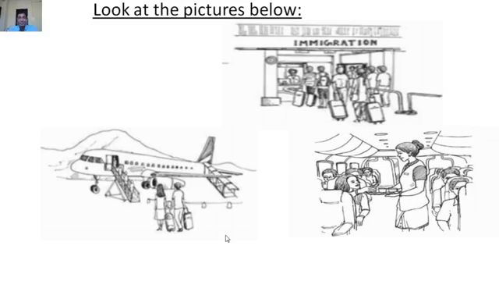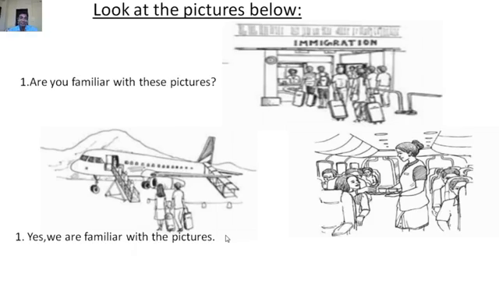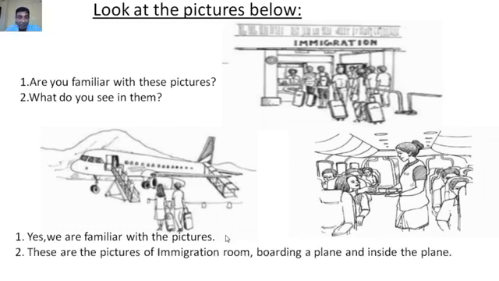Yes, so look at the pictures below. Are you familiar with these pictures? Yes, we all are familiar with these pictures. What do you see in them? In the first one, we see the immigration room. In the second one, two passengers are going to board a plane. In the third one, this is the scenario of inside a plane. So these are the pictures of immigration room, boarding a plane, and inside the plane.